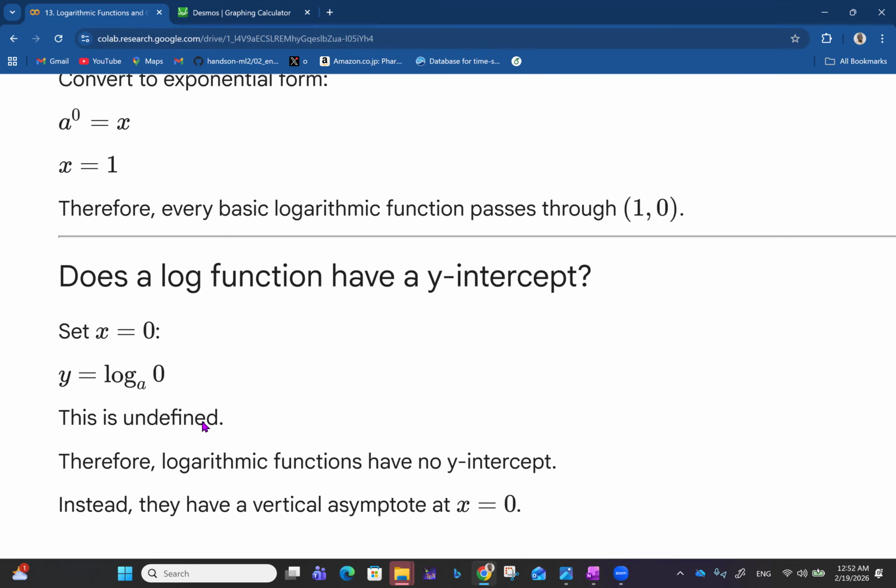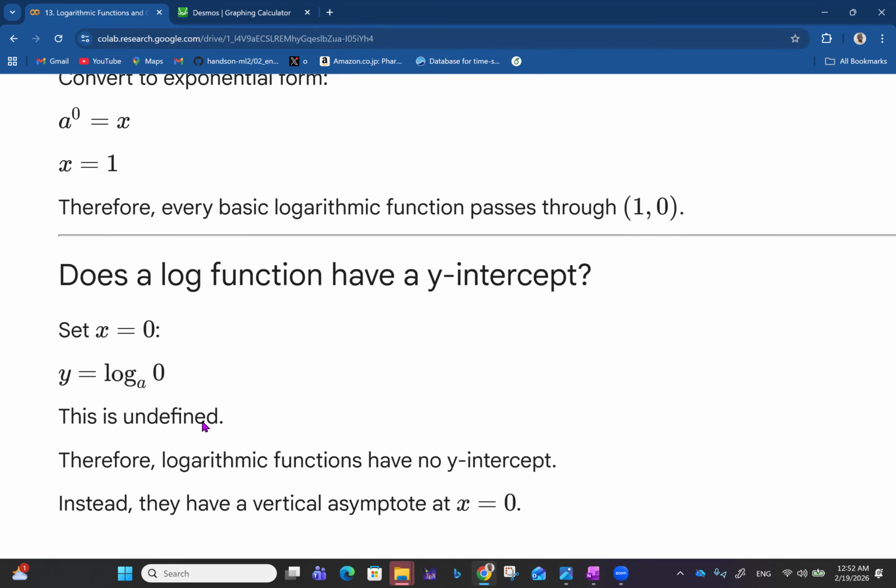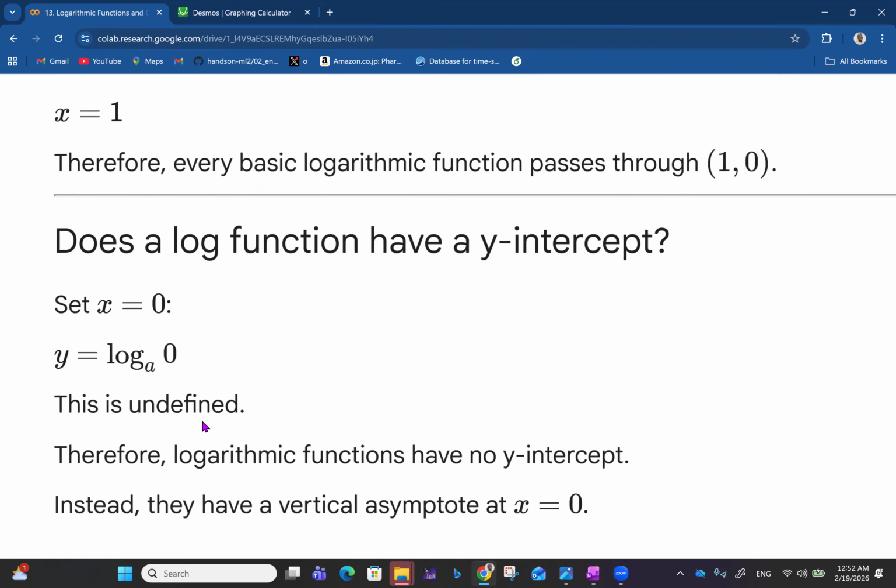Okay. Now we have a question. Does the log function have a y-intercept? Hardly. If you set x to 0, we have y equals log 0 to base a, which is undefined because the basic rule of logarithm is that this value must be positive. It can't be 0, it must be greater than 0 in short. So this is undefined. Therefore, logarithmic functions have no y-intercept.